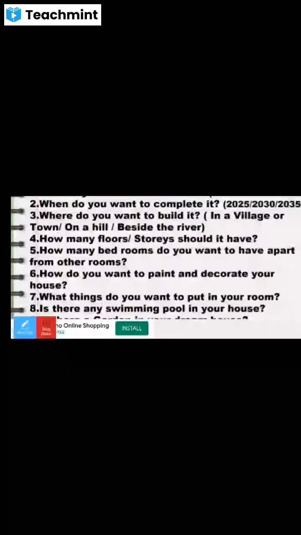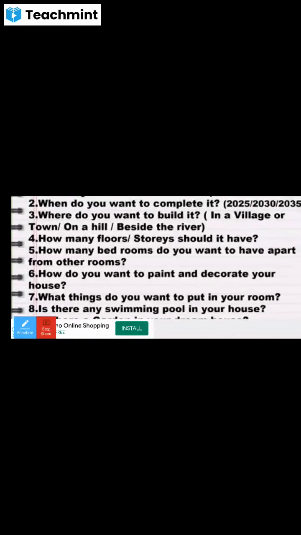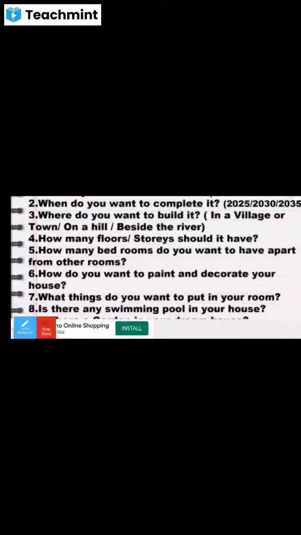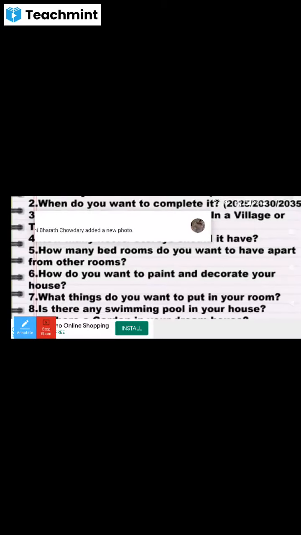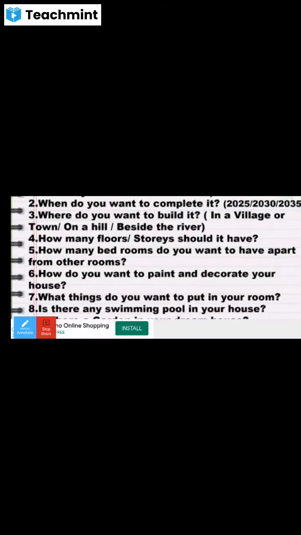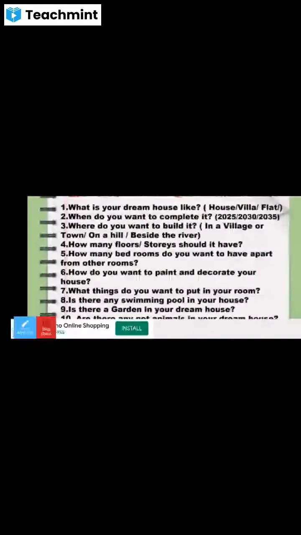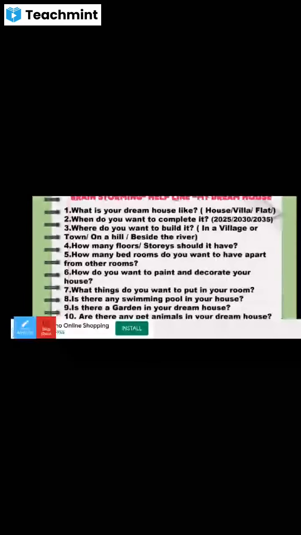The third one: where do you want to build it? Where do you want to build your dream house? In a village, a town, on a hill, beside a river? Mostly many people want to build in towns, because it is very useful. Okay, how many floors or stories should it have? If you build a good house, how many floors, two floors or three floors?